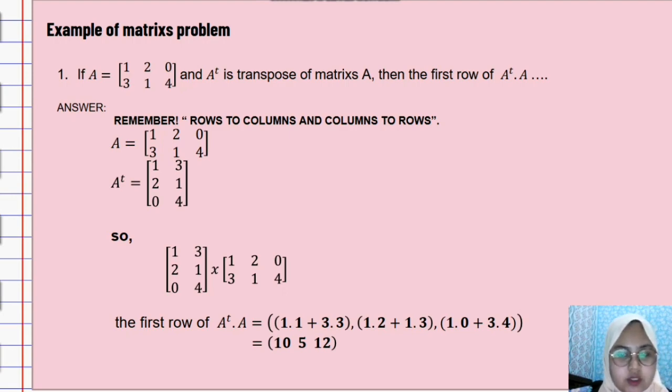So, A to the power of T times A equals the brackets 1, 3, 2, 1, 0, 4 times the brackets 1, 2, 0, 3, 1, 4. The first row of A to the power of T times A equals the brackets 1 times 1 plus 3 times 3, 1 times 2 plus 1 times 3, 1 times 0 plus 3 times 4, which equals the brackets 10, 5 and 12.